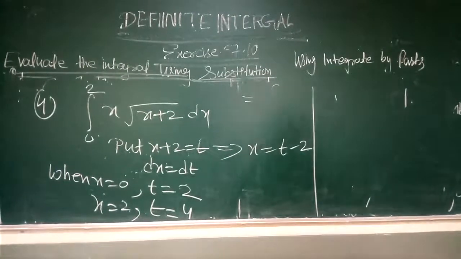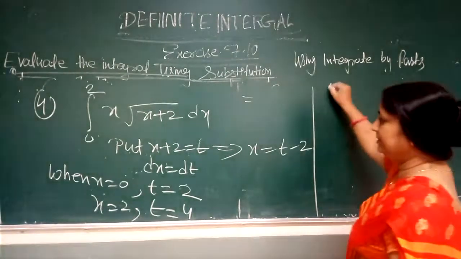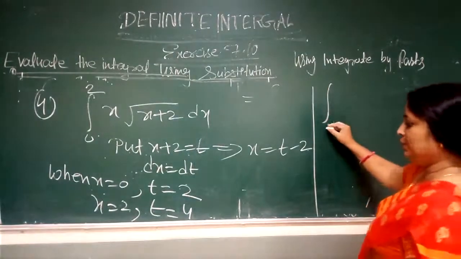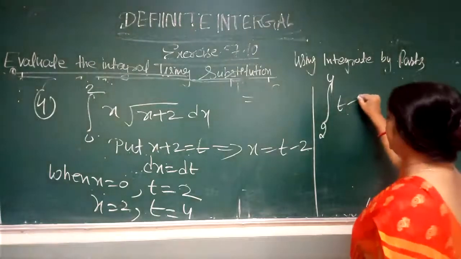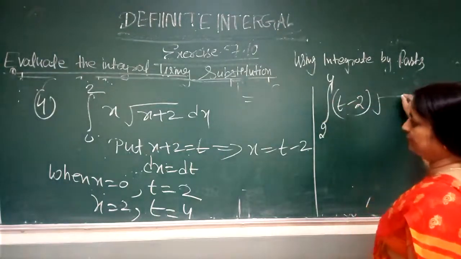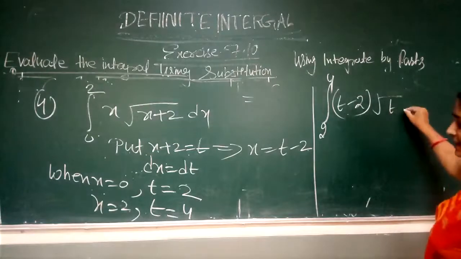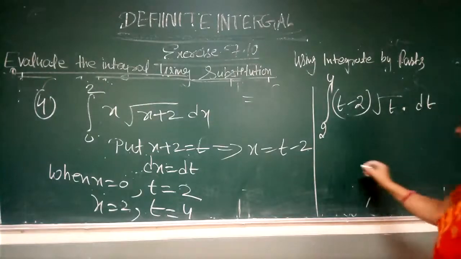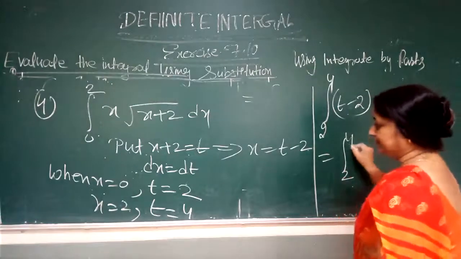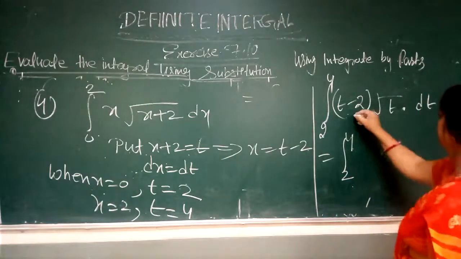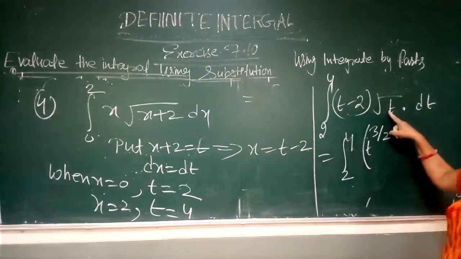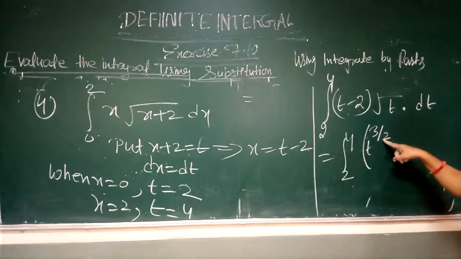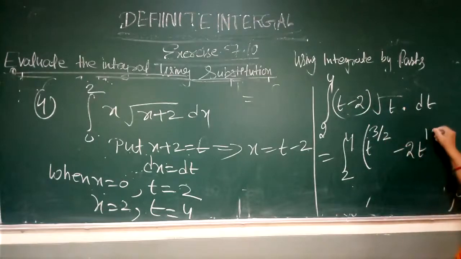And after that you can put the limit. What will come here? It will come 2 to 4, and here in the place of x we can put t minus 2, in the place of root x plus 2, that is t, and value of dx is dt. Further it will come 2 to 4 t into root t, so it will come t raised to power 3 by 2 after opening the bracket, 1 plus half, that is 3 by 2, minus 2 into t raised to power half dt.